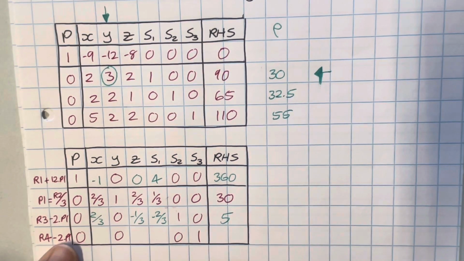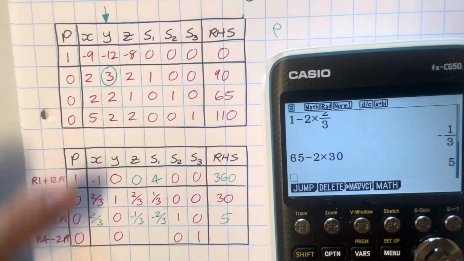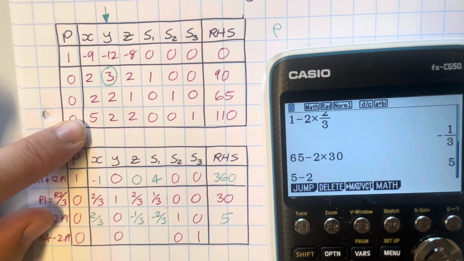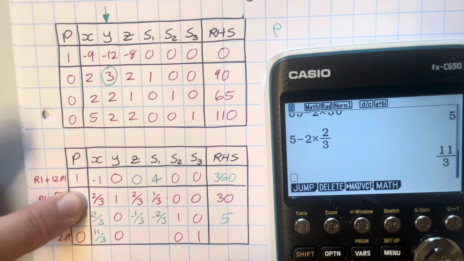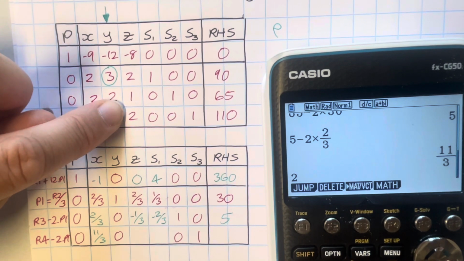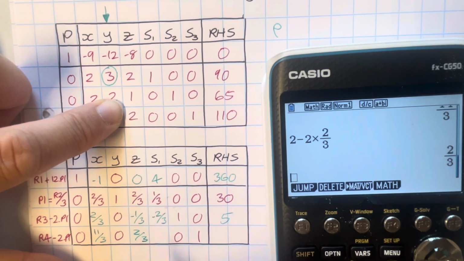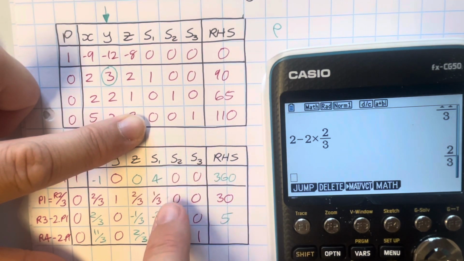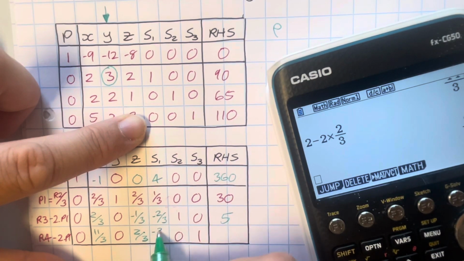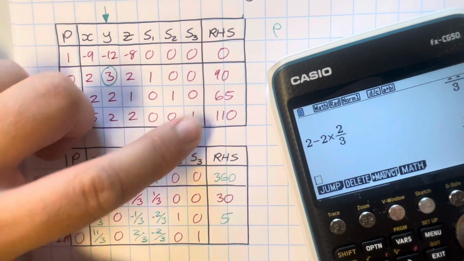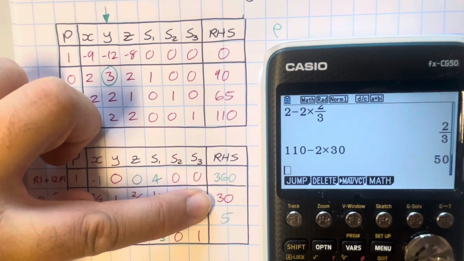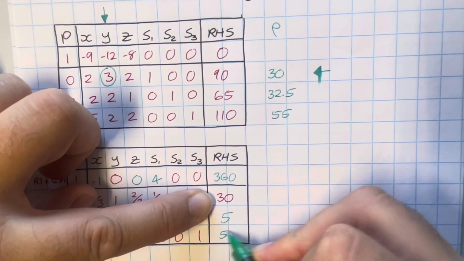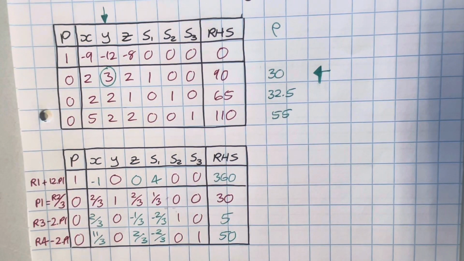Okay, and then finally row 4. So row 4 is the old value, subtract 2 times the pivot value, which is 2/3. That's going to be 11/3. And I've got 2, subtract 2 times 2/3, which is 2/3. 0, subtract 2 times 1/3, which is negative 2/3 again. And then finally 110, subtract 2 times the pivot, which is 30. That leaves me with 50. Okay, so there's my first iteration of the Simplex algorithm.